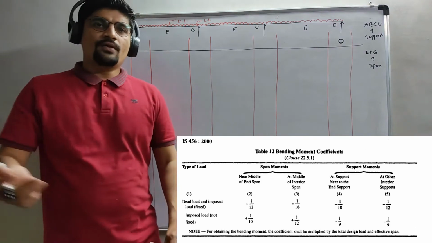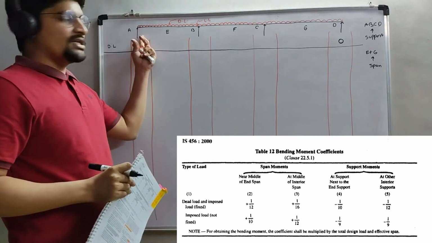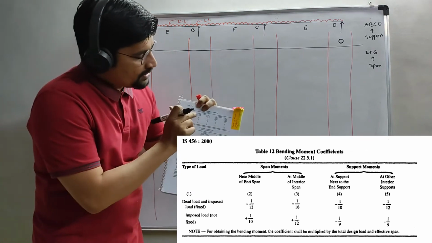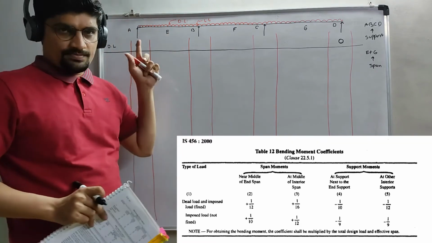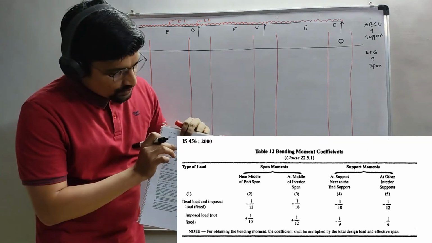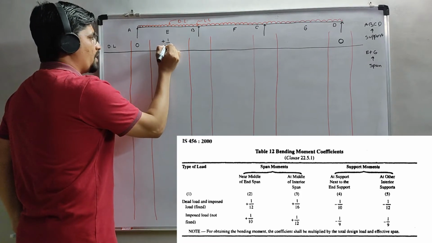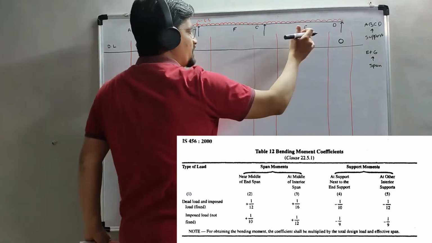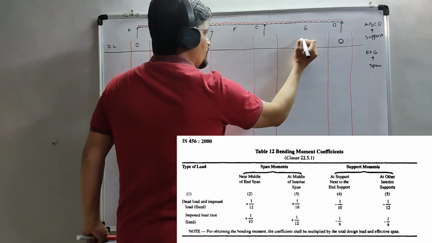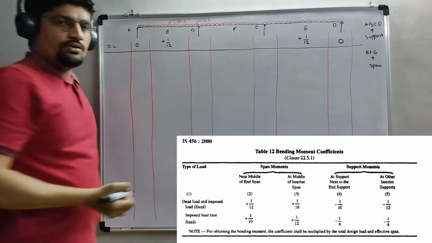First of all, we will complete the span moment. So span moment, this is the end span. What is written? Near middle of end span. So the coefficient is plus 1 by 12. This is also near middle of end span, so it will also be plus 1 by 12 for dead load.